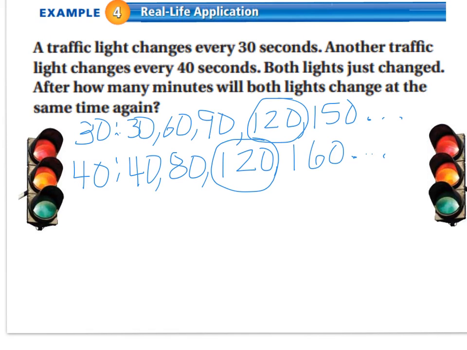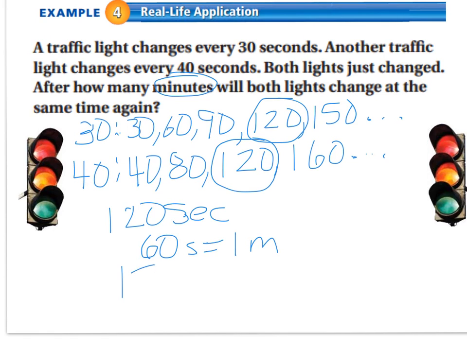One more step though, this is 120 seconds when the lights would change again simultaneously. But the question asks us for minutes. So we need to put our answer into minute form. We know that there are 60 seconds in 1 minute. And we have 120 seconds, which is double, so we just need to double this. So that would be 2 minutes.